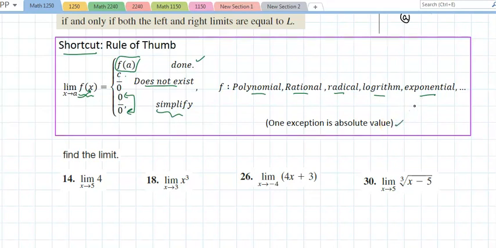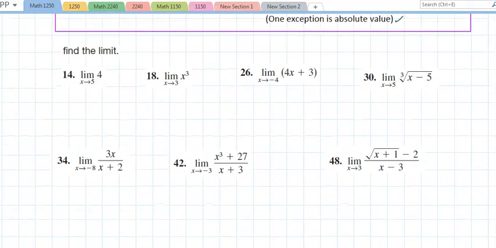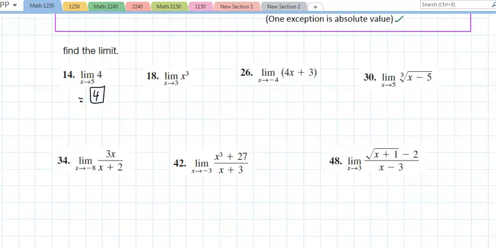An exception to the rule is absolute value. Absolute value doesn't satisfy this shortcut. The shortcut works only on these types of functions. So when they say find the limit, this is a constant. Limit of the constant is the constant. Done. That simple. This is a shortcut. You could plug in numbers, but there's no point.